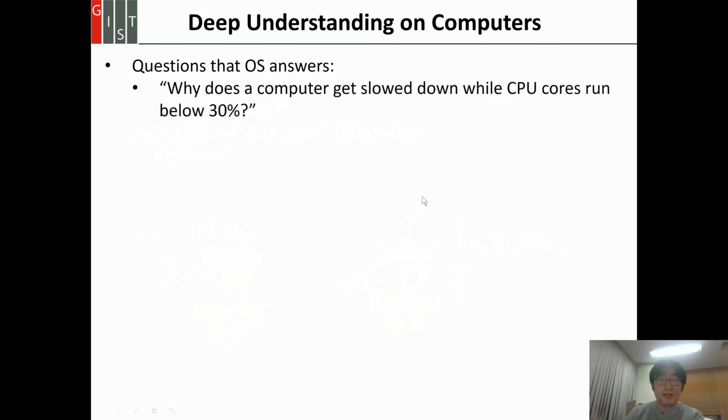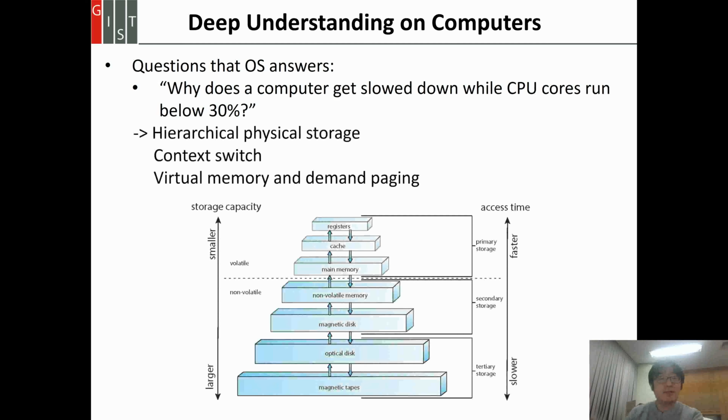And the final question is, why does a computer get slowed down while CPU cores run below 30% of them? And this is a problem that OS generates to support flexibility that comes from the physical storage characteristics, context switch, virtual memory, and demand paging.